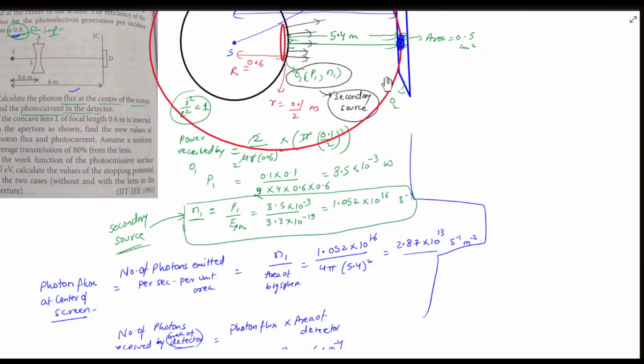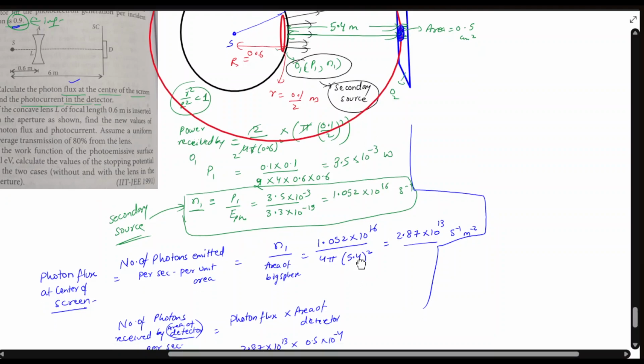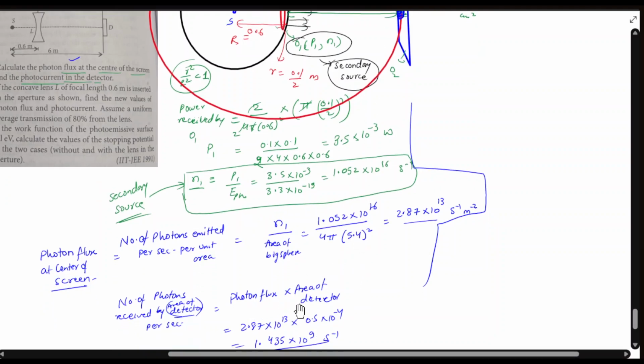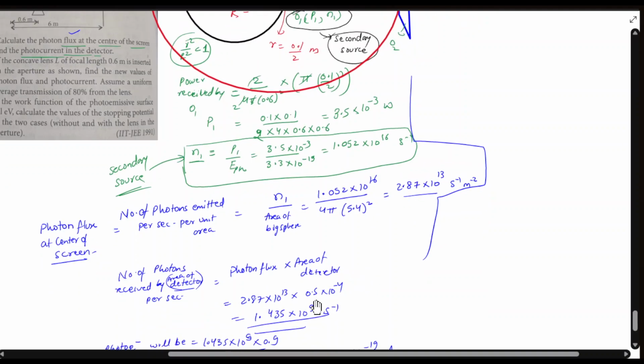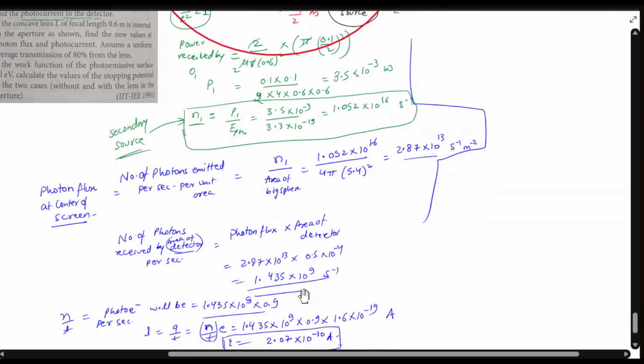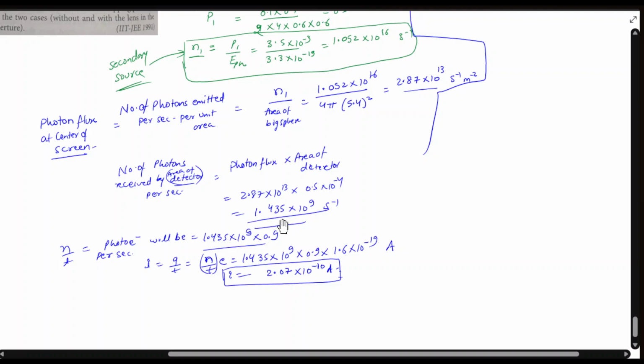Then we have to find how much current is detected by the detector, right? So we have to find the number of photons reaching this surface area. Again, we have to multiply the photon flux with the area of the detector. It will be given as 0.5 into 10 to the power minus 4, right? This we get as the number of photons, but the number of electrons will be only 0.9 times.